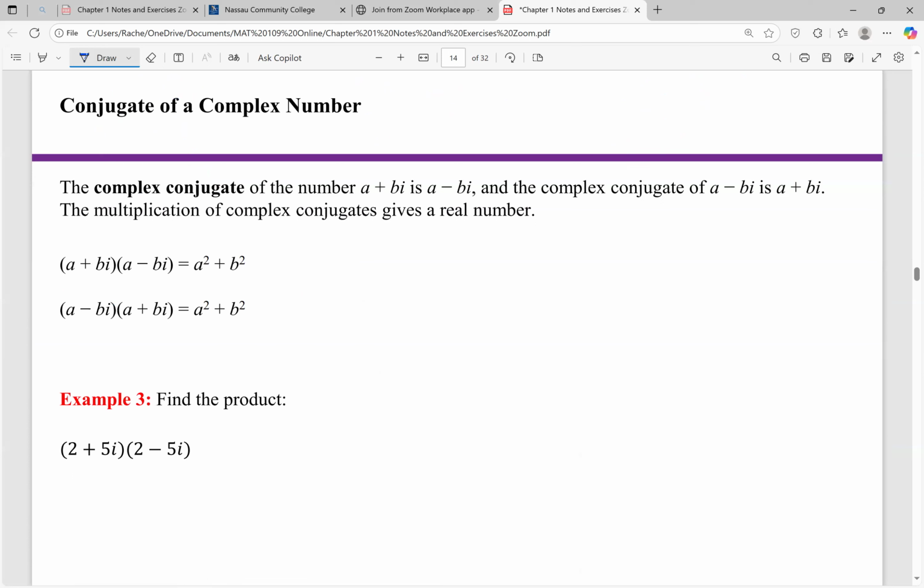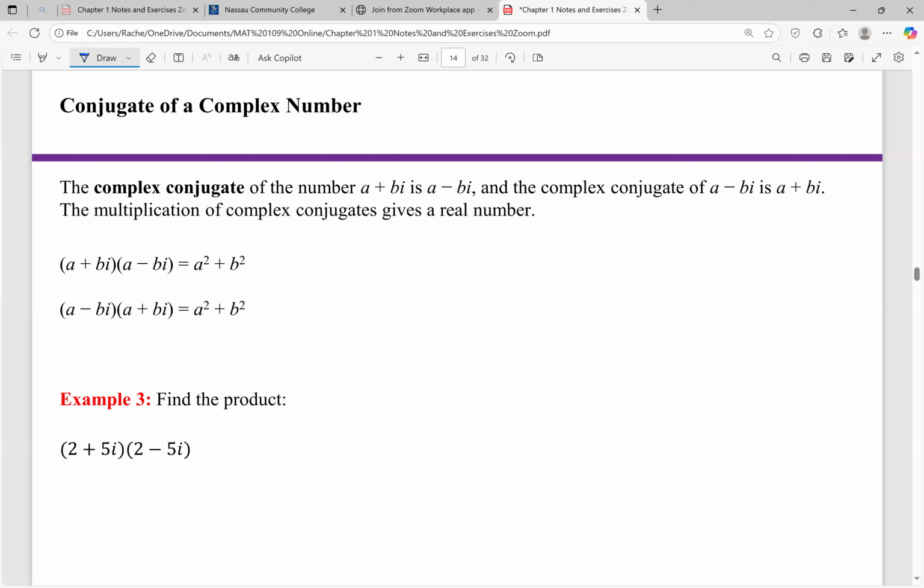So let's look at what happens when we multiply conjugates of a complex number. And what is a complex conjugate? So the complex conjugate of the number a plus bi is a minus bi. And the complex conjugate of a minus bi is a plus bi. So just notice that the term separating the real and the imaginary part is just negated. So when you multiply complex conjugates, you end up with a real number.